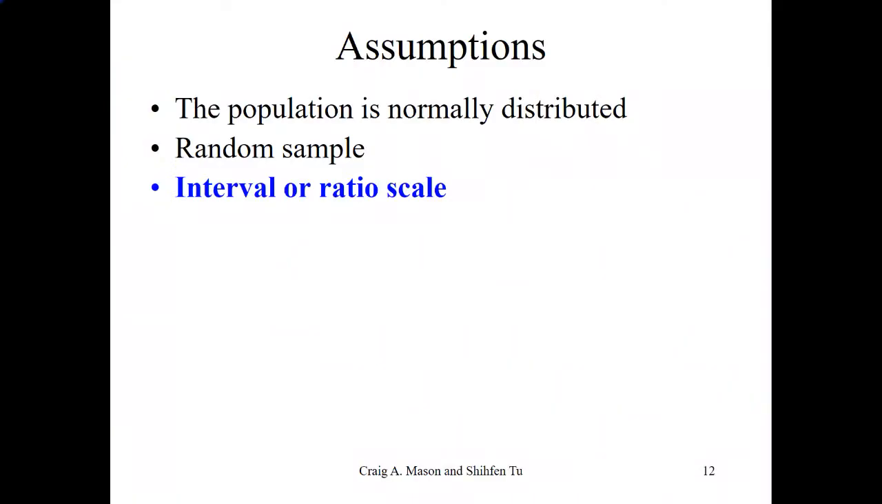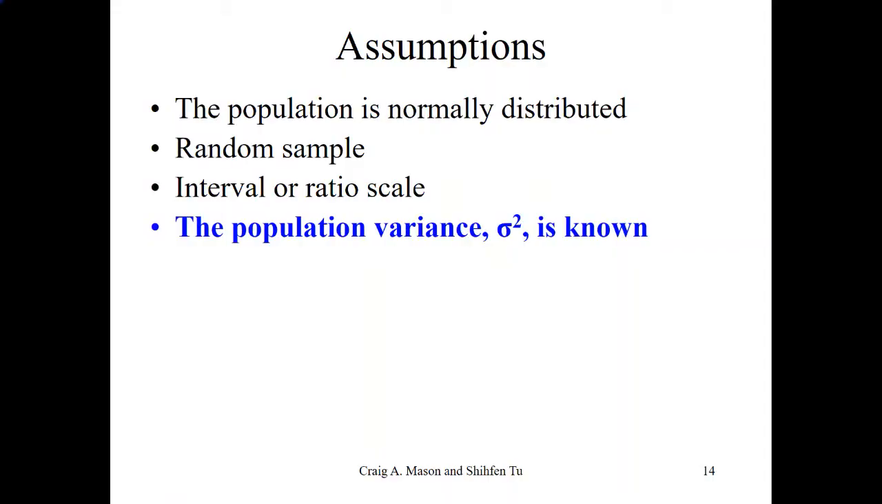Third, the data, specifically I mean the outcome variable, needs to be on an interval or ratio scale, meaning that the units for whatever you're measuring are all equally spaced.